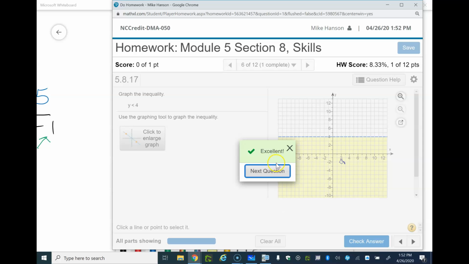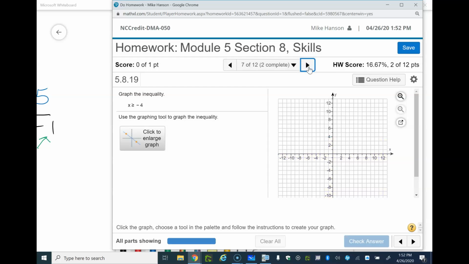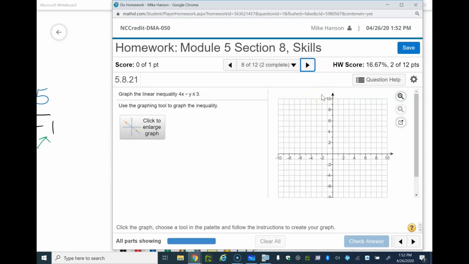So that's pretty much all of section 8 that you need to be aware of. It's just shading and making sure you solve for y, and making sure if you divide by a negative, you flip the inequality sign, and keep the y on the left side, so when you read the problem out, you'll know if you need to shade greater than or less than.